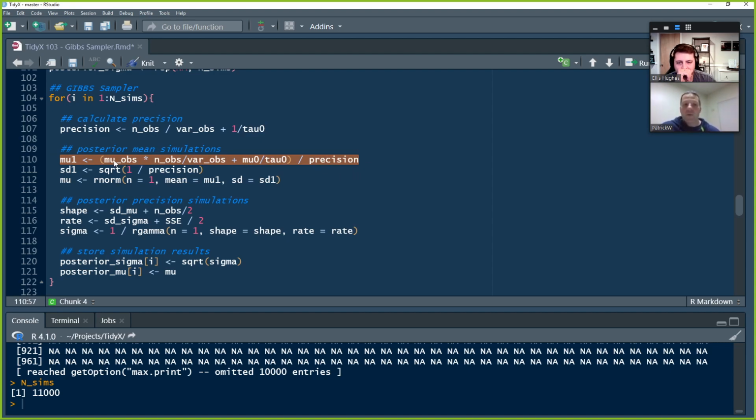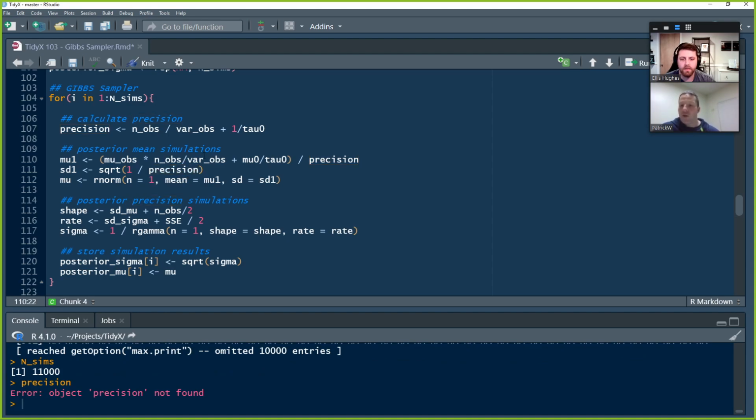So we have our mu is going to be the mean of the observations weighted by the number of observations divided by the variance of those observations. And then we add to that the mean of our prior divided by the tau of our prior, the standard deviation of our prior. And then we're going to divide all of that by the precision, which we calculated up in line 107. That's the mean, and then the standard deviation for our mean is calculated as the square root of 1 divided by precision, which remember from the last episode, precision is 1 over the variance, so this is how we get it back to being standard deviation.